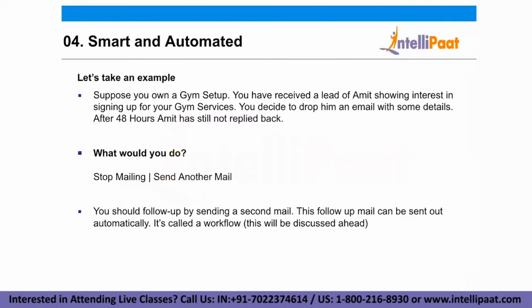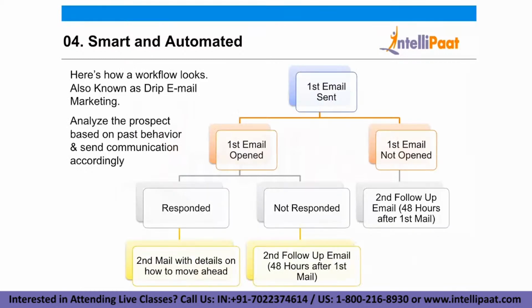You must have observed, you subscribe to some newsletter and you get an automated mail a month or a week or something. This is again the drip campaign, like I spoke earlier. So first email sent. If it's opened, if they respond, then the second mail goes with details on how to move ahead, right? If they don't respond, then send them a follow up mail after a few hours. So you can create multiple such trees, and there are a bunch of tools available for setting automated mails. We'll speak about it as we proceed.